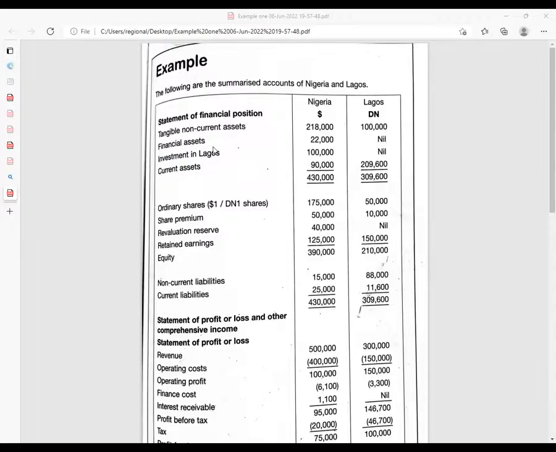We have financial assets there. The third thing there is investment in Lagos. So there is no way we shall have an investment in Lagos. Lagos is our subsidiary. We can't really talk of us investing in ourselves. Investment in Lagos will be replaced with what we call goodwill. And then now we have the current assets.